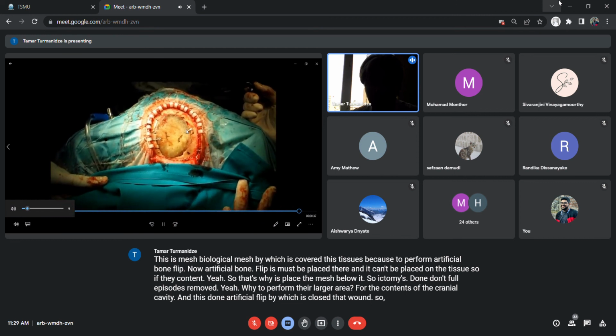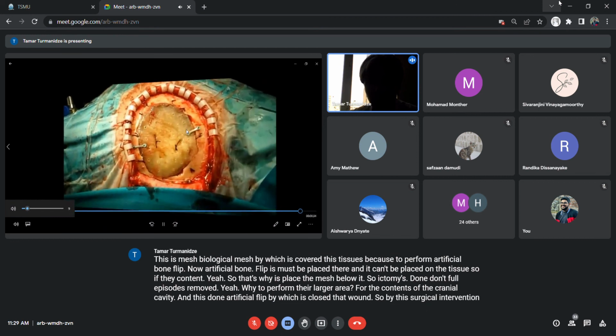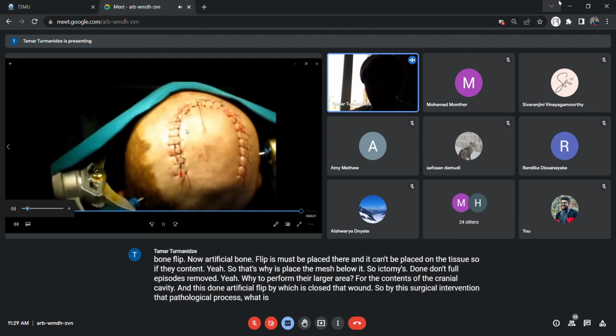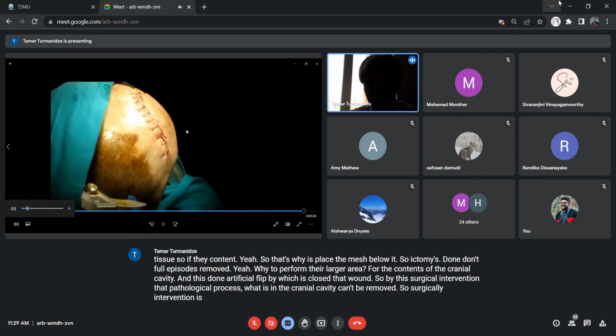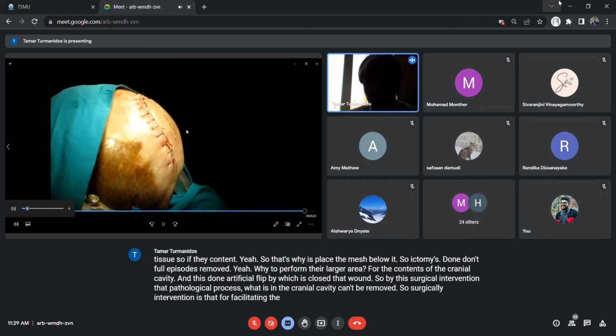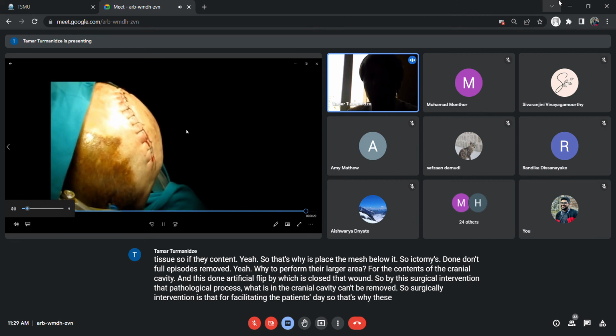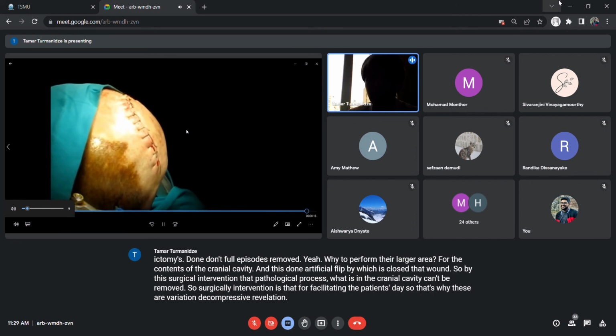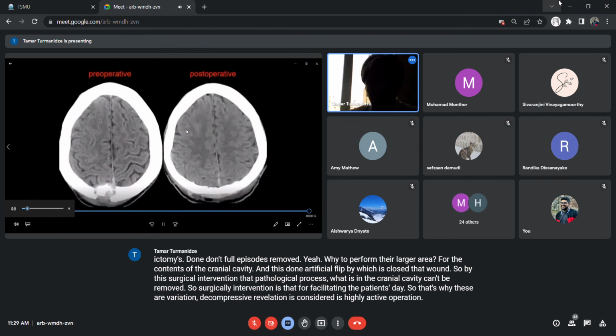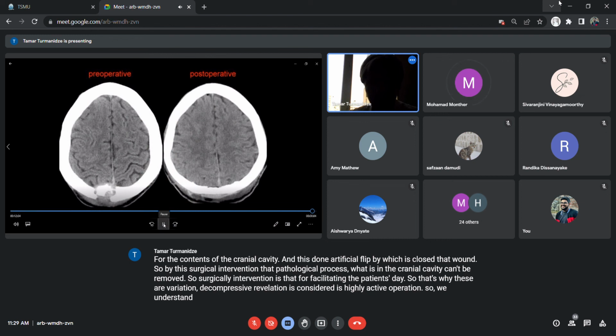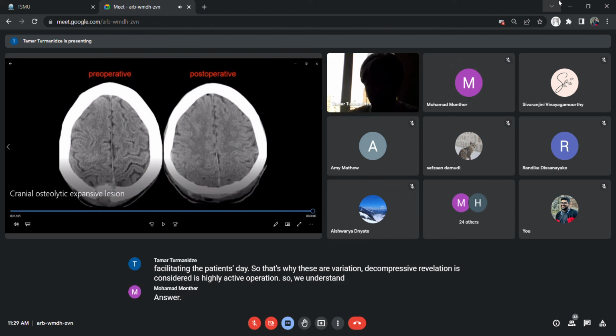So by this surgical intervention, that pathological process, what is in the cranial cavity, can't be removed. So surgical intervention is done for facilitating the patient's stay. So that's why this operation, decompressive trepanation, is considered a palliative operation. Do we understand? Yes, doctor. Have we any question?